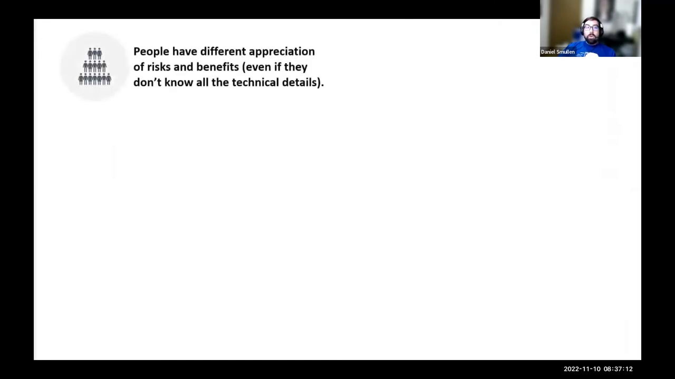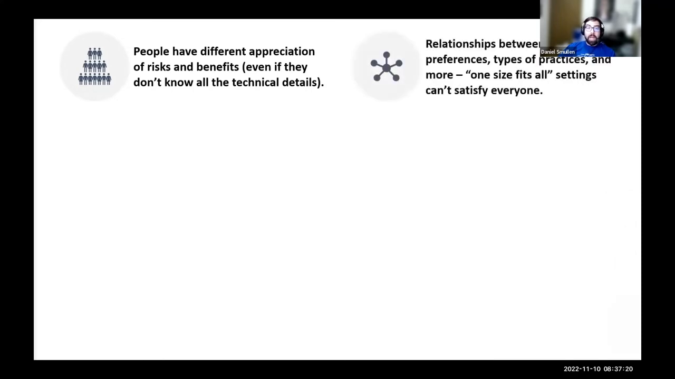Okay, so let's sum up. People have different appreciation of risks and benefits, even if they don't know all the technical details. That was something that was very clear in the study that we teased out, and this is something that I think is true in privacy generally. What we also found is that there were relationships between people's preferences to opt out of things, the different types of practices that they encountered, and other things like the website and so on. That's why we had to do things in our study to control for that.